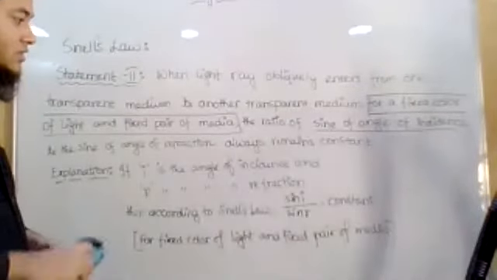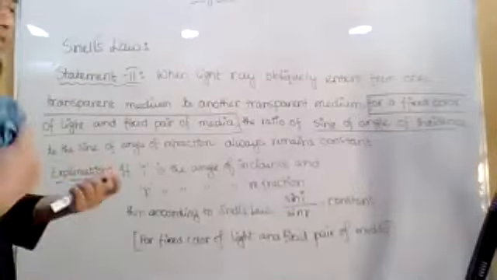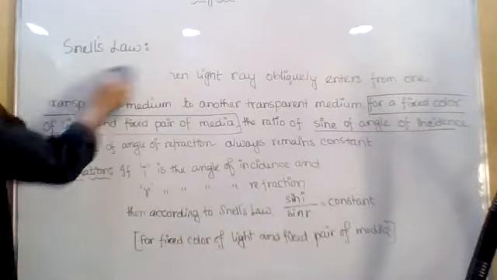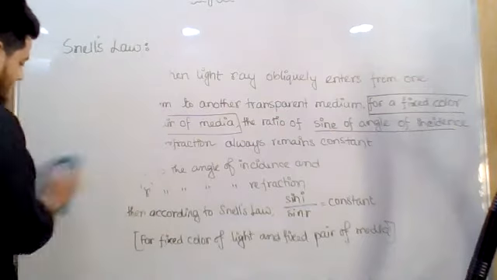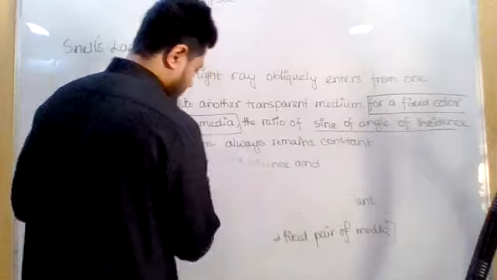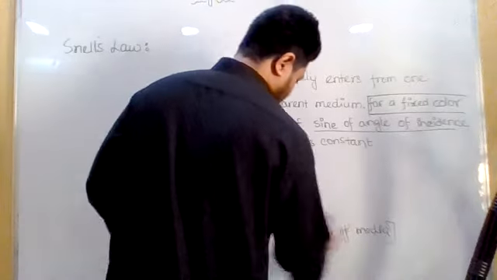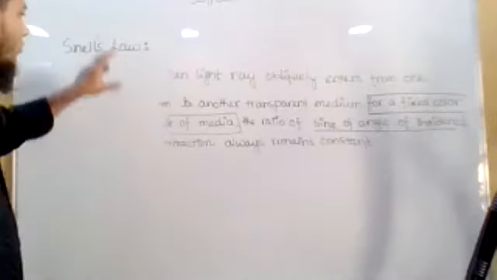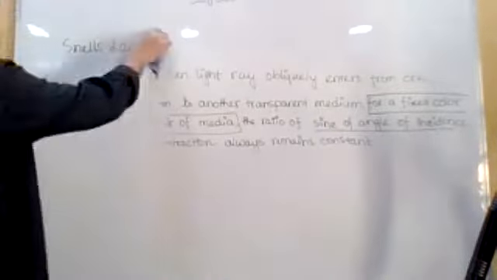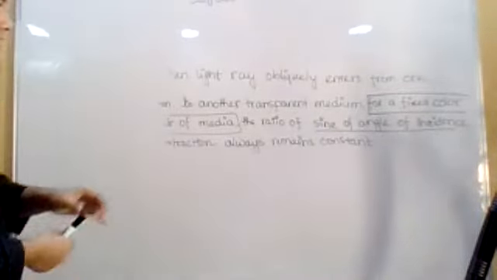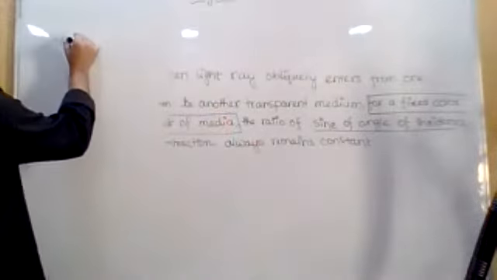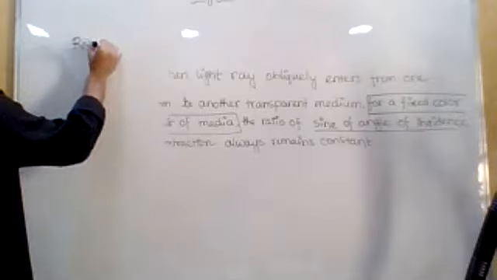Sir, this constant will be named something. What it is named, we will see now. Actually, I made a mistake. Okay, no problem. You already have this written in your notebook, right? So here I will just write the heading. That constant is actually called refractive index.